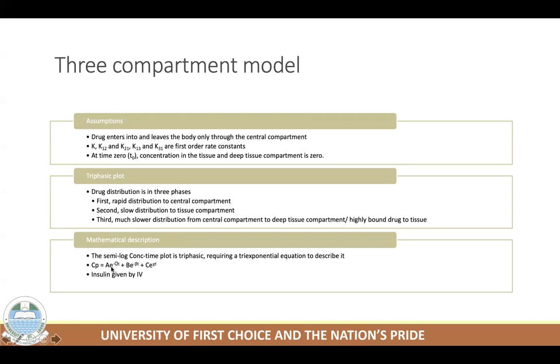Cp is equal to A e to the minus alpha t, plus B e to the minus beta t, plus C e to the minus gamma t. And like I said, it's most typified by administration of insulin by IV.